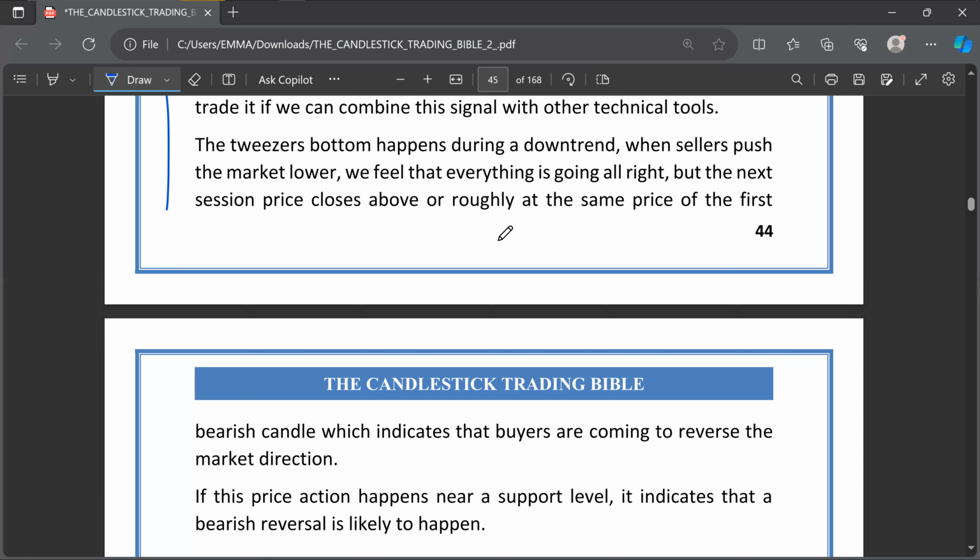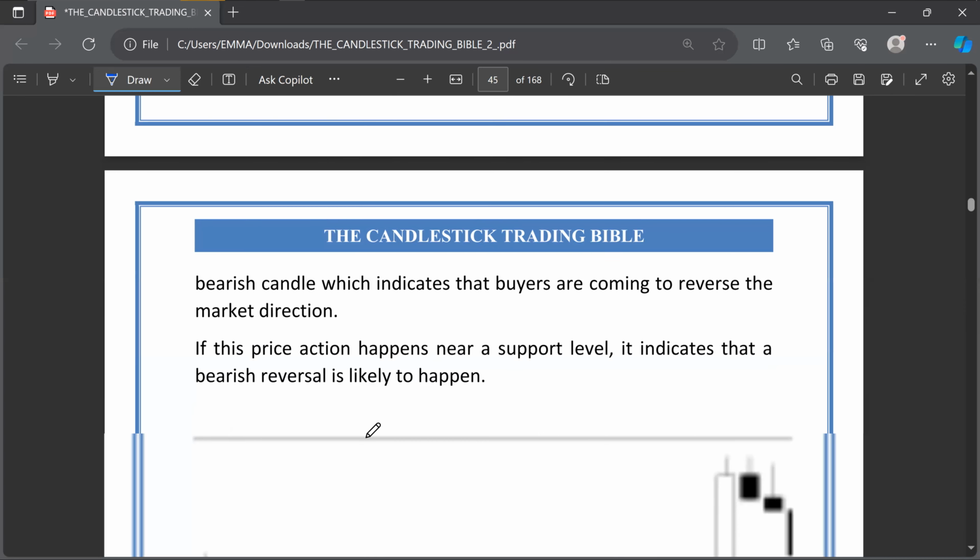Pumping in huge sums of money, and then they reverse the market. It's as simple as that. This pattern is very simple. Now, if this price action happens near a support level, meaning a Tweezers bottom happens at the support level, it indicates that a bearish reversal is likely to happen, with a bearish candle, which indicates that buyers are coming to reverse the market direction.